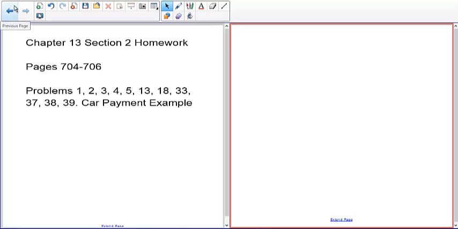Okay, so I'm going to give you the homework assignment for section 2. There's a car payment example, and that's one of the things I'm going to do today: I'm going to show you how to do a car payment using Excel. There's a video that goes along with it. I'll send you an email with the key things, which will be how much the loan is for, how long it's for, and what the interest rate is, and you'll generate a spreadsheet that's appropriate for that particular combination.